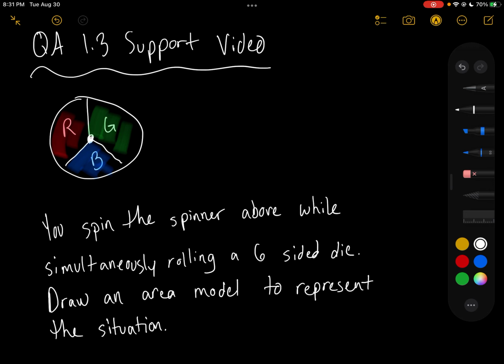Hi everybody and welcome. Today we're going to be taking a look at some example questions for our 1.3 video. The part of the video that we're actually going to focus on is drawing area models. This should help you with the last three questions on the worksheet for today.